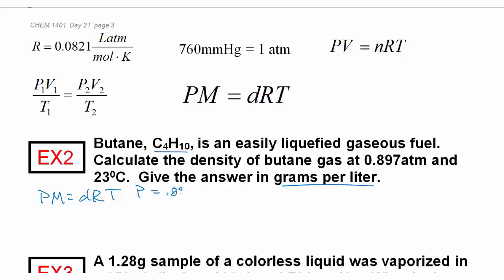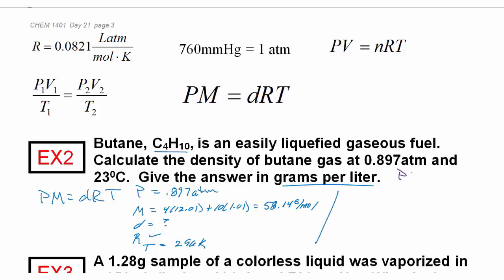Pressure is 0.897 atmospheres. M has to be the molar mass in grams per mole. I have 4 times carbon plus 10 times hydrogen. You get about 58.14 grams per mole. Density is what I'm trying to find. And we know what our R is. The T is 296 Kelvin again.